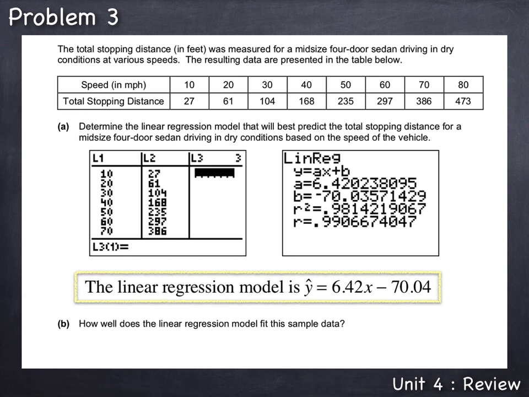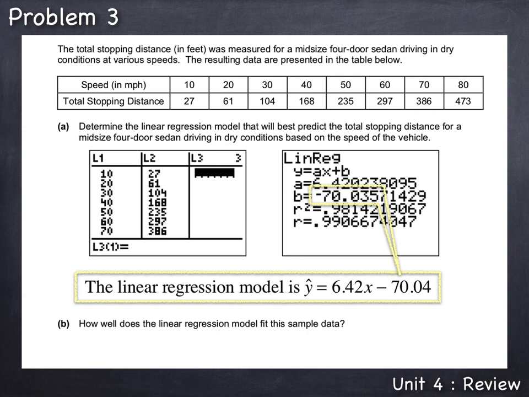The calculator calculated b, the y-intercept, for us. Here, b equals negative 70.0357. Well, b, the y-intercept, is a negative, so we don't write this as plus, we write it as a subtraction. So we write this as minus 70.0.